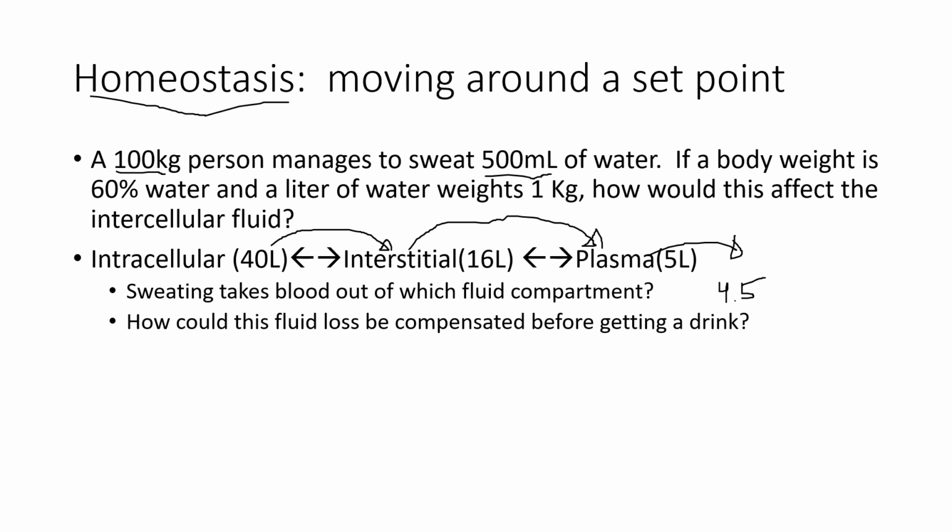Now the other thing that happens is if blood pressure drops, you can cause the blood vessels to constrict and increase blood pressure. But if we actually sweat 500 milliliters, it initially would come out of the plasma, and before you can even get a drink, the fluid would move to these different areas. That's usually based on osmosis, and it's based on the dissolved particles causing a pull.